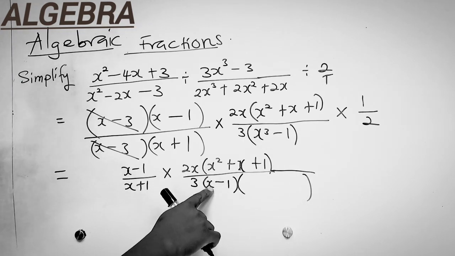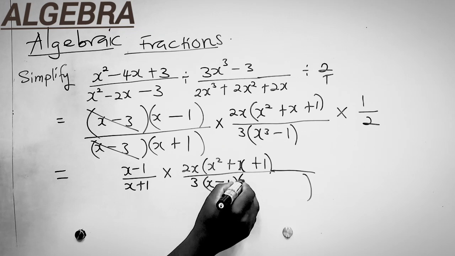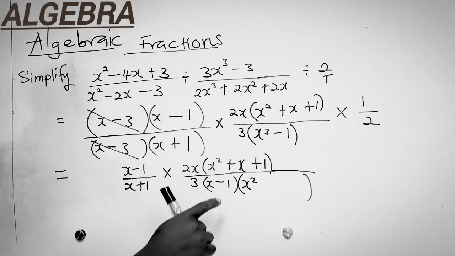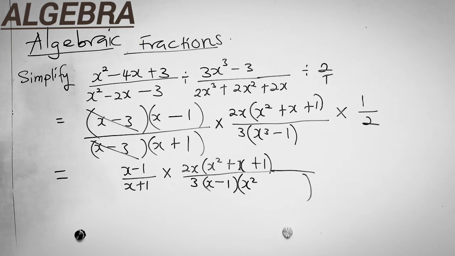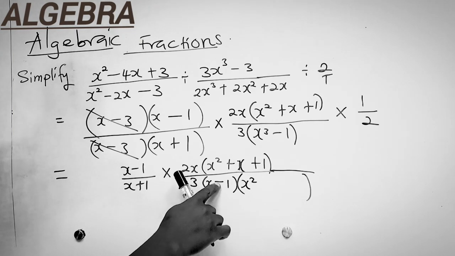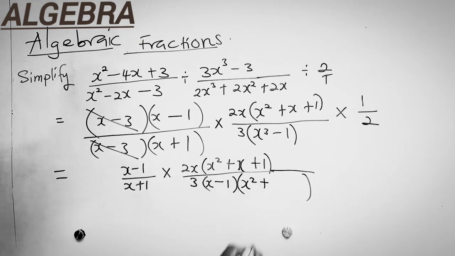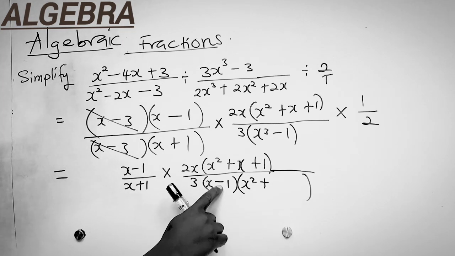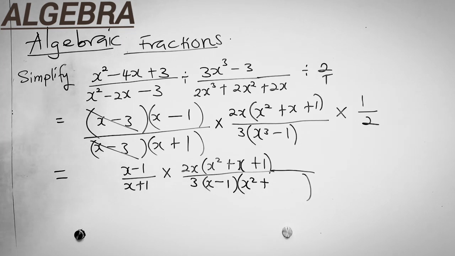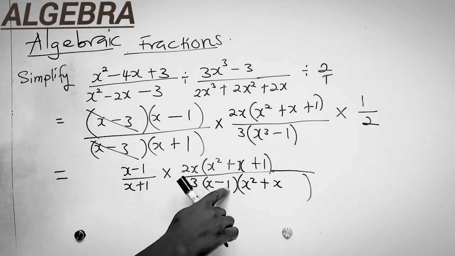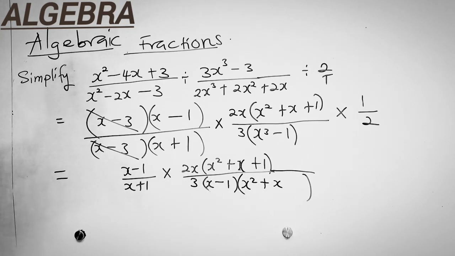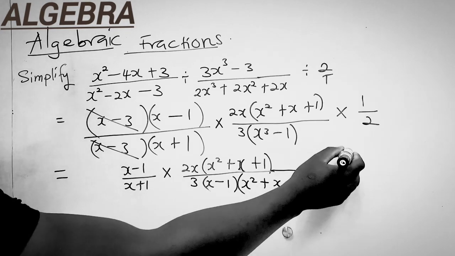Then you square this number, it becomes x squared. Then we multiply 1 times x, we get x. The sign was negative, so it becomes positive here. Then we multiply x times 1, we get x. Then we square this number, minus 1 squared is equivalent to positive 1. Then we multiply by a half.